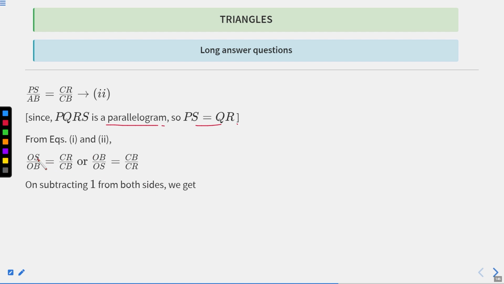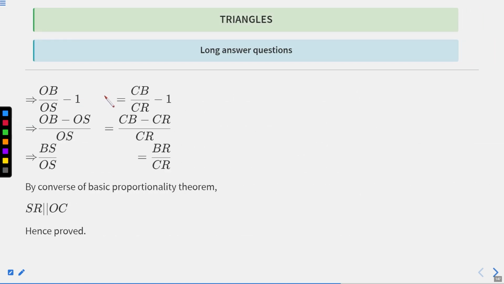From equations 1 and 2, OS by OB is equal to CR by CB, or OB by OS is equal to CB by CR. Now subtracting 1 from both sides, we get OB by OS minus 1 is equal to CB by CR minus 1, and it implies OB minus OS by OS is equal to CB minus CR by CR. That implies BS by OS is equal to BR by CR. So by the converse of the basic proportionality theorem, SR is parallel to OC. Hence proved. Now let us move to the next question.